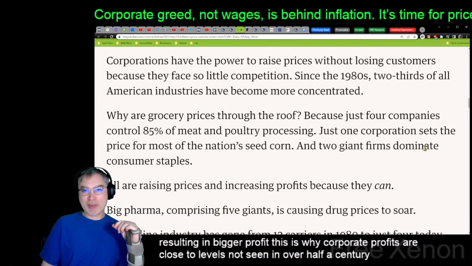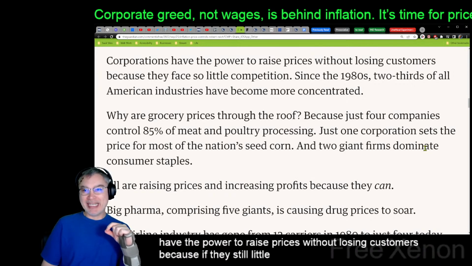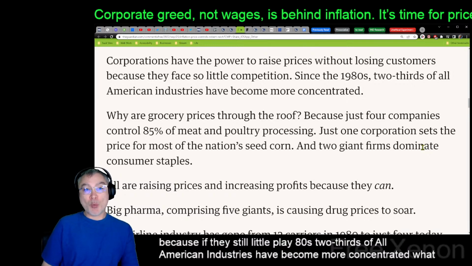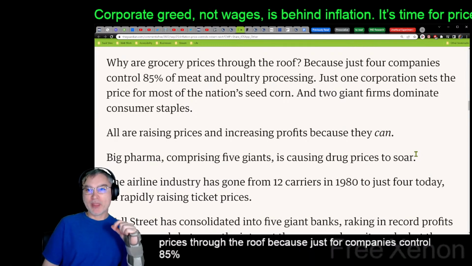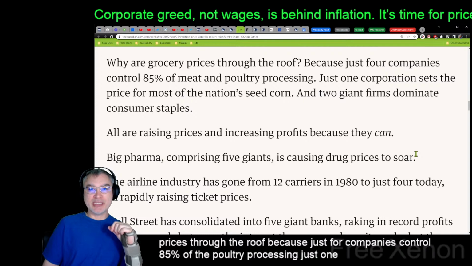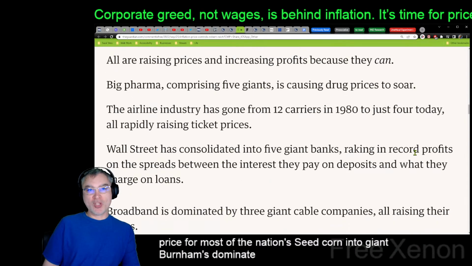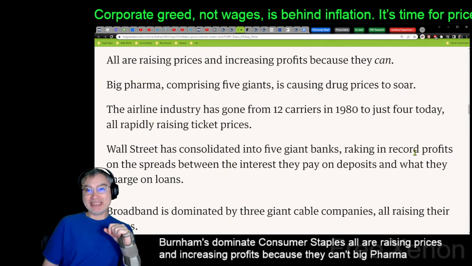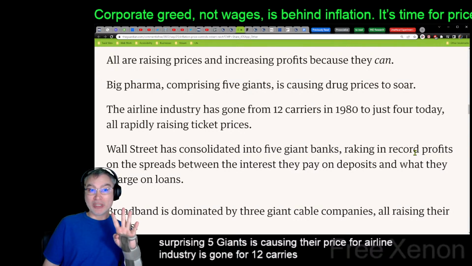Yep, corporations have the power to raise prices without losing customers because they face so little competition. Since the 1980s, 2/3 of all American industries have become more concentrated. Why are grocery prices through the roof? Because just 4 companies control 85% of meat and poultry processing. Just one corporation sets the price for most of the nation's seed corn, and 2 giant firms dominate consumer staples. All are raising prices and increasing profits because they can. Big Pharma, comprising 5 giants, is causing drug prices to soar. The airline industry has gone from 12 carriers in 1980 to just 4 today, all rapidly raising ticket prices.